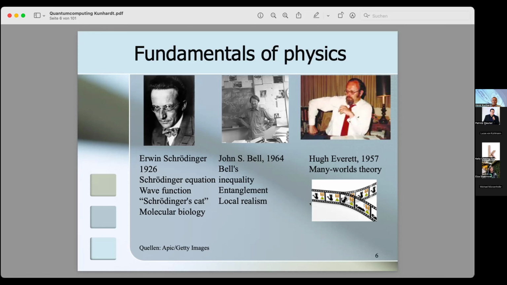Another name that you should know is John Bell from Bell Laboratories. He worked on the inequality, entanglement and local realism. That was a bit in conflict with the EPR explanation, but Bell's inequality is very famous in quantum technology. Another name, Hugh Everett, created an interpretation of quantum theory, or quantum mechanics. He called it the many worlds theory.